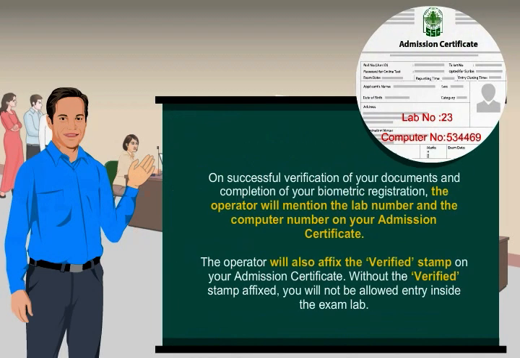On successful verification of your documents and completion of your biometric registration, the operator will mention the lab number and the computer number on your admission certificate. The operator will also affix the verified stamp on your admission certificate. Without the verified stamp affixed, you will not be allowed entry inside the exam lab.